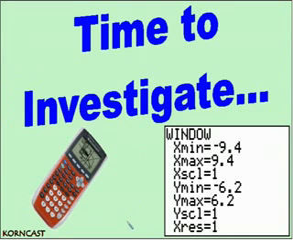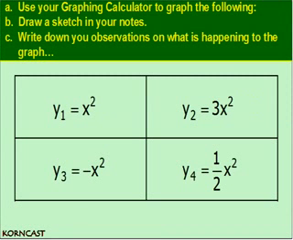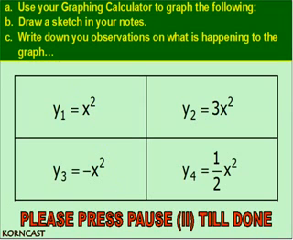Now it's time to investigate. Please get out your calculator and set it to the double decimal window. If you don't remember the easy way to do it, just type in these values for your x-min, x-max, y-min, and y-max. In this investigation, I want you to use your graphing calculator to graph the following equations. I want you to draw a sketch in your notes. And lastly, I want you to write down some observations on what is happening to the graph. Please press pause till done.